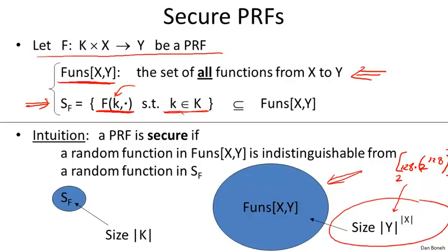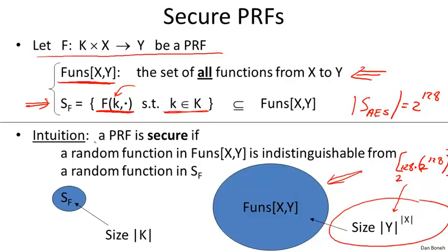And we're going to look at the set of all such functions for all possible keys in the key space. So if you think about it again, for AES, if we're using 128-bit keys, the size of this, I'll say S_AES, is basically going to be 2 to the 128. So much, much, much smaller than the set of all possible functions from X to Y.